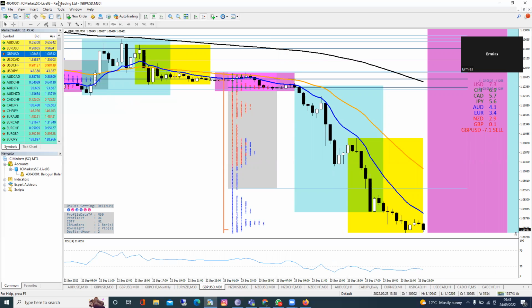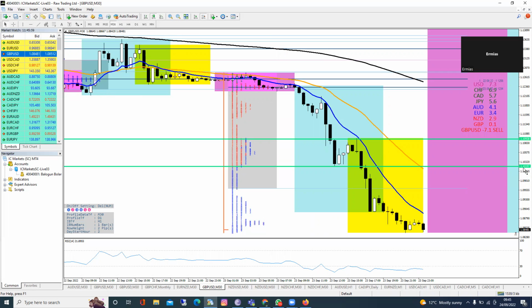The price moves down from this high of 1093 to this low of 1019. And when we look at that, that is about 70 pips, okay? That's a quite big, massive move.